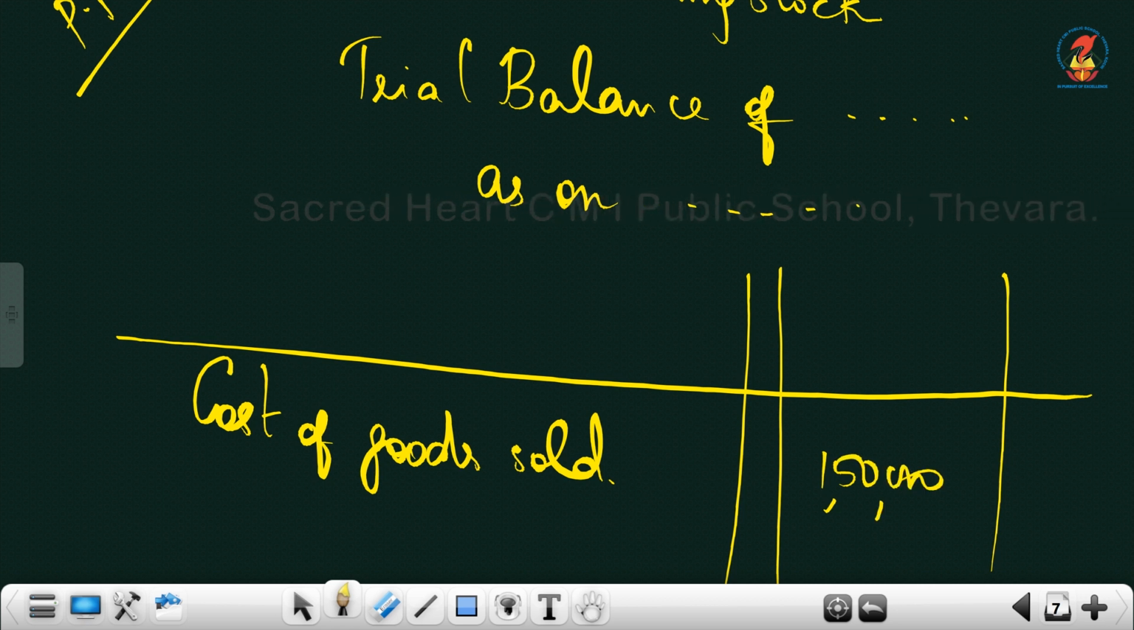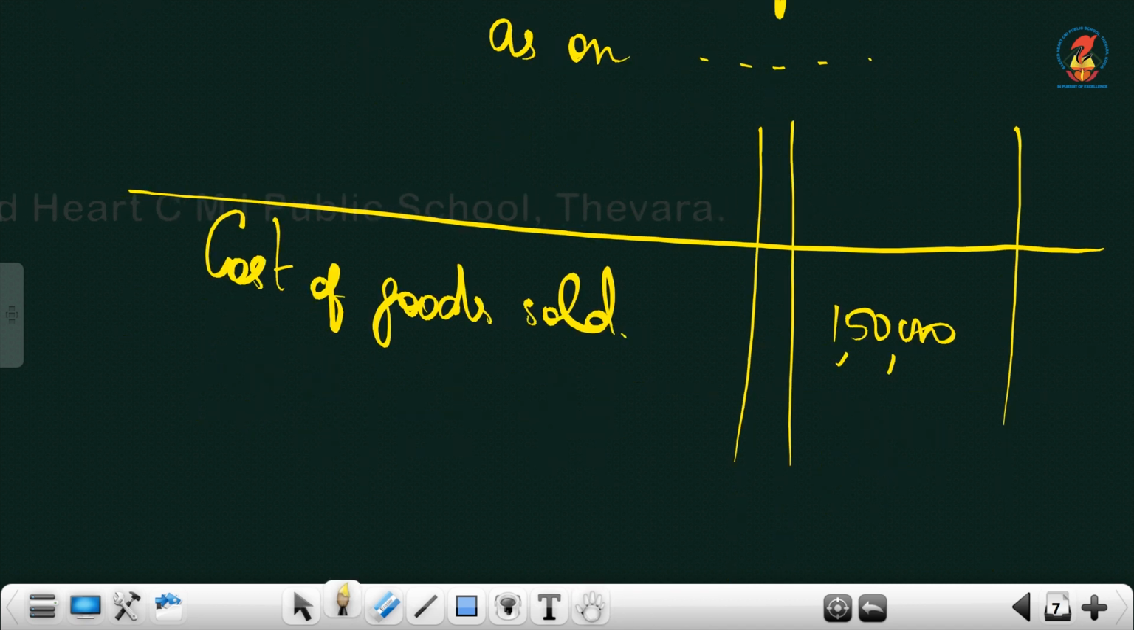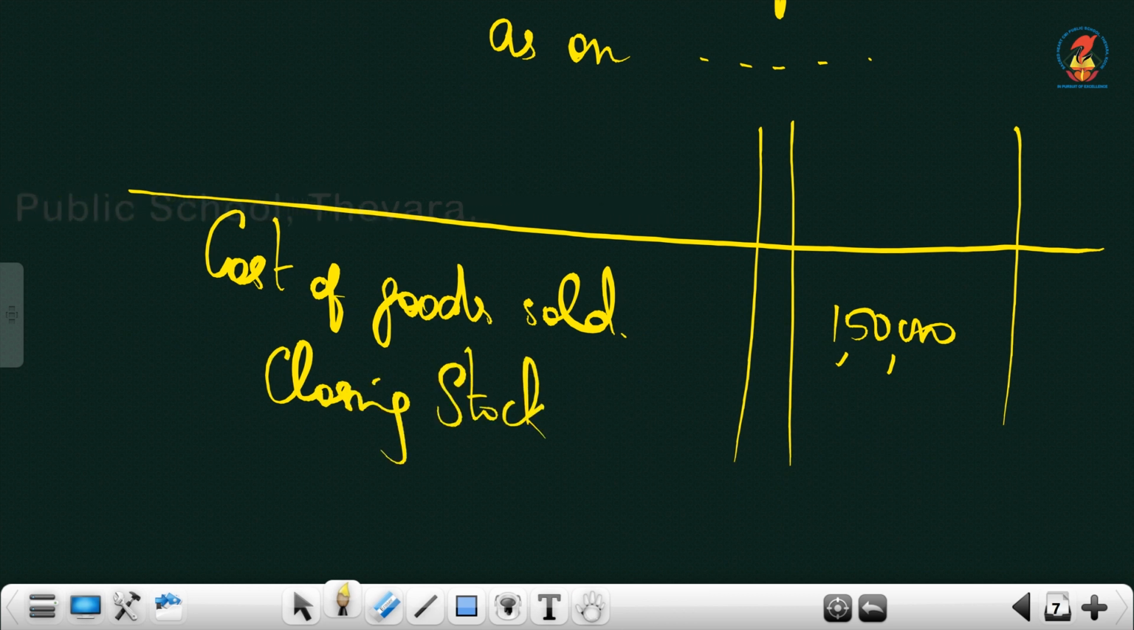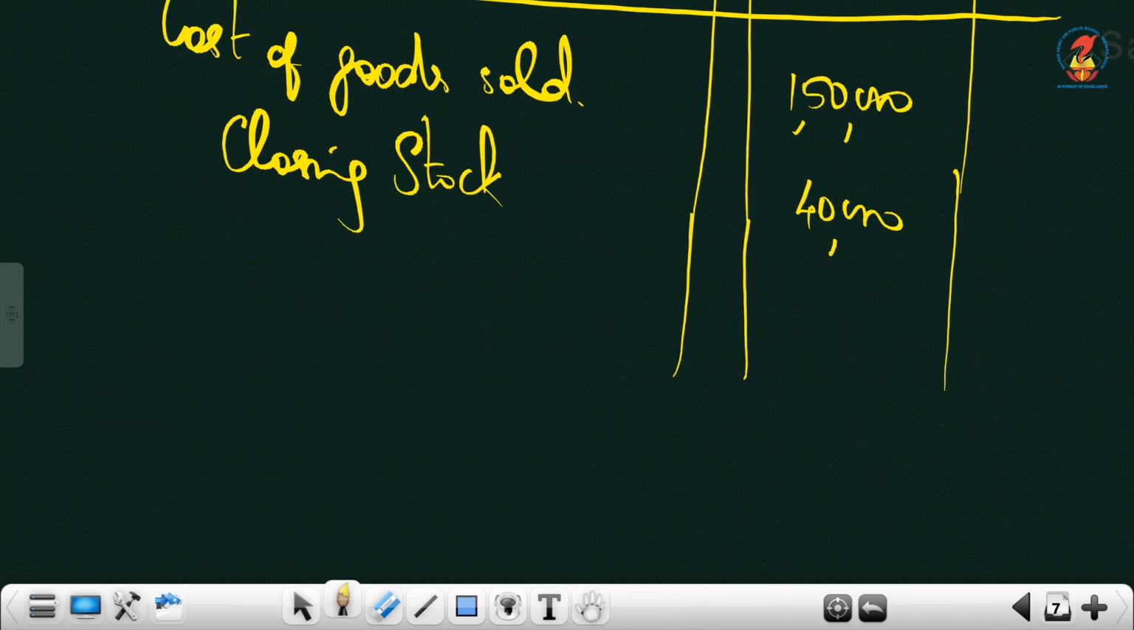Then should we write closing stock? Yes, because it has not been included in cost of goods sold. So you write as the next item closing stock. The amount is 40,000. In which column will you write? It's written in the question in the credit column, but that's wrong. Stock is having a debit balance always, it's an asset.